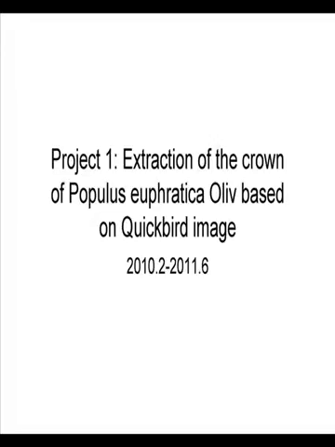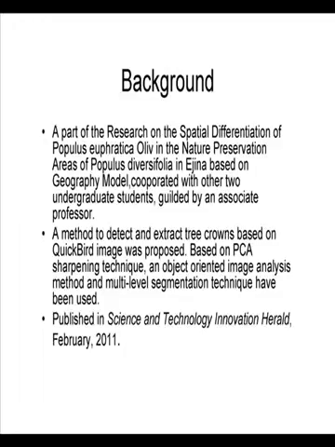The first project is extraction of the crown of Populus euphratica based on QuickBird images. The purpose of the project is to detect and extract Populus euphratica in the area called Ejina in China. This research is part of a whole project which focuses on the spatial differentiation of Populus euphratica in the nature preservation areas of Ejina based on a geography model. This whole project was supported by funding.